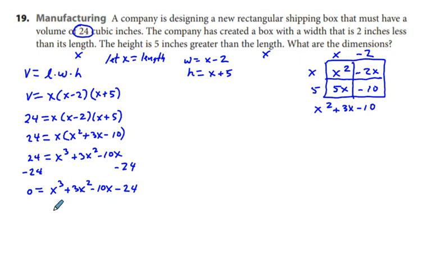Well, if we have this factor of 24, we'll have plus or minus 1, comma, plus or minus 2, comma, plus or minus 3, comma, plus or minus 4, comma, plus or minus 6, comma, plus or minus 8, comma, plus or minus 12, comma, plus or minus 24.